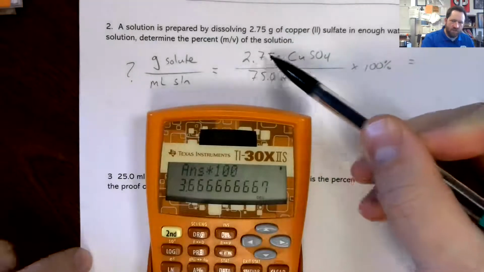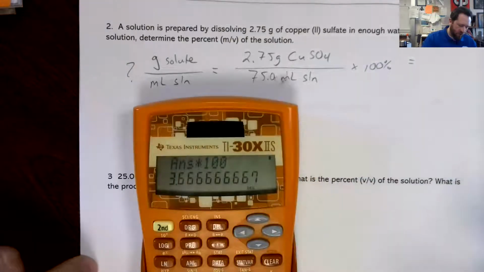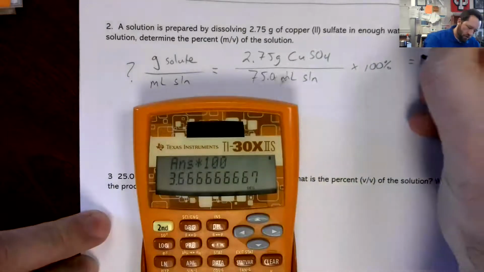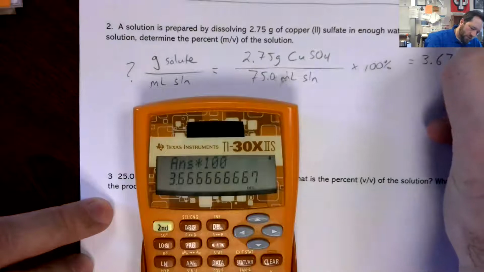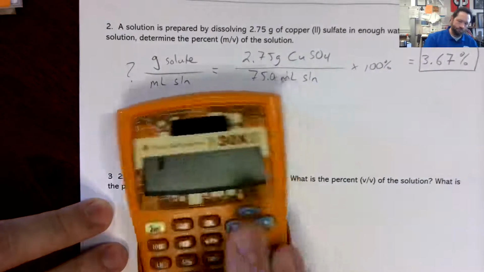We have 3 significant digits. Again, that 0 is important. It adds that extra significant digit. We have a 3.67% solution.